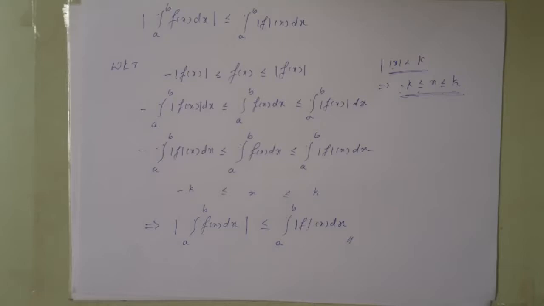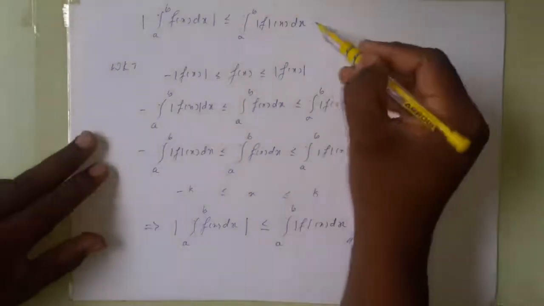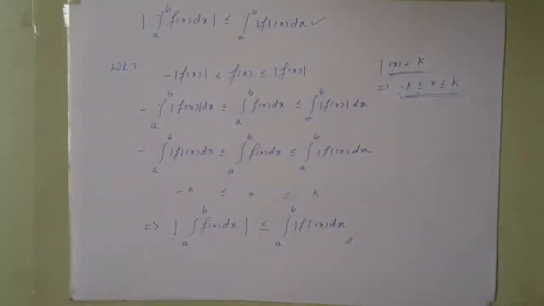If f is bounded and integrable, then |f| is also bounded and integrable, and also this property holds good if |f| is a Riemann integrable function.